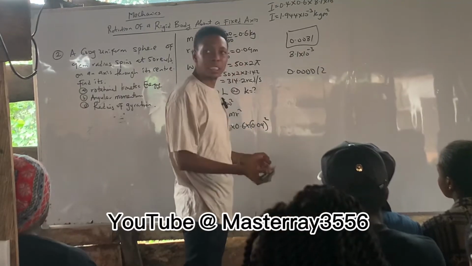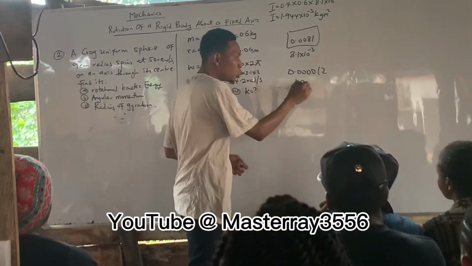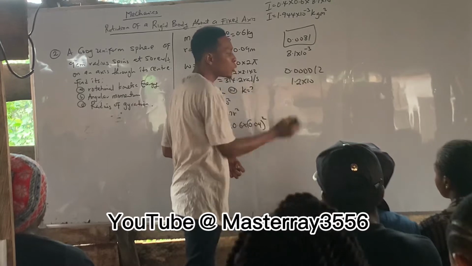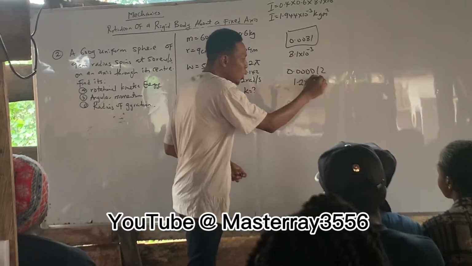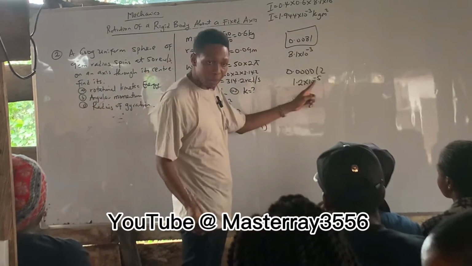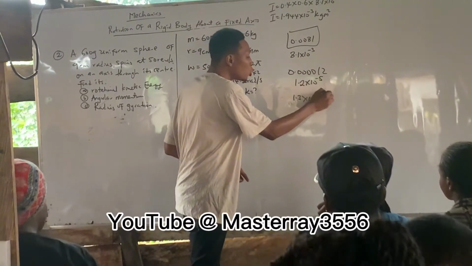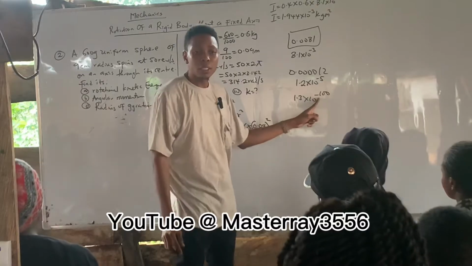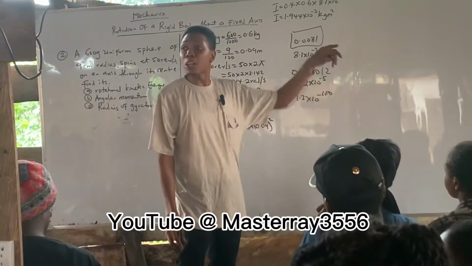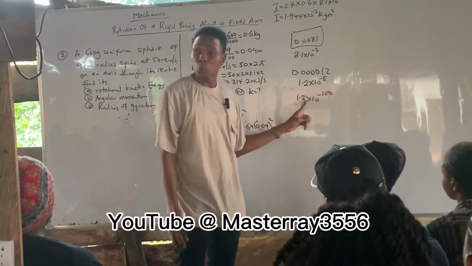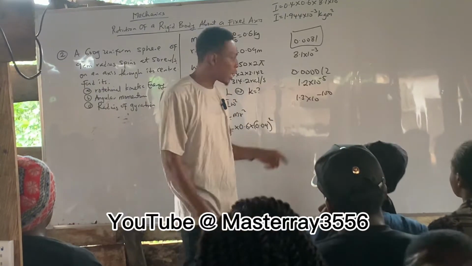So if you have 0.000012, how do you express it in standard form? 1.2 times 10 raised to power, how many zeros do you have? They become minus 5. Minus 5 means you have 5 zeros. Are you following? If you have 1.3 times 10 raised to power minus 100, how many zeros do you have? That is 100 zeros, 0.00000012. Are you following? So that's it.